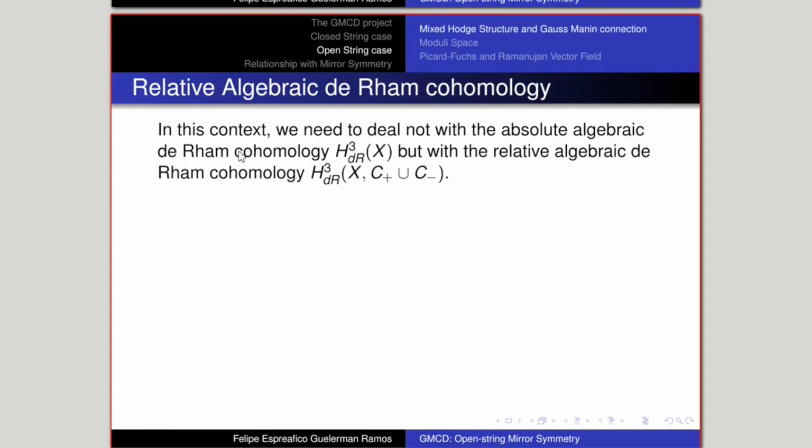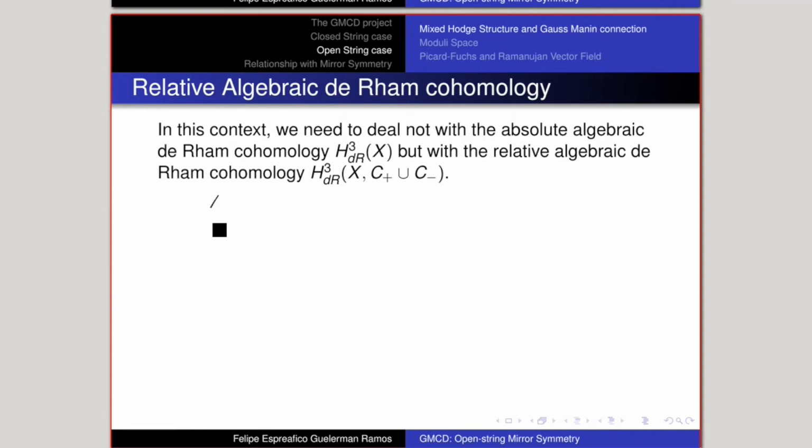a relative version. So we have to consider two curves, right? So instead of considering closed cycles, we have to consider also a relative cycle like this. So let me explain a bit, recall what is the relative algebraic de Rham homology I'm considering here.